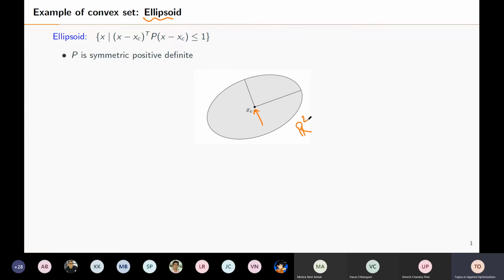And we also learned last time that we can write this compactly in this form. So an ellipsoid with center at XC can be written in this form. We have seen this last time with some examples, and it's essential that P is symmetric and positive definite. That's also what we saw. If it is indefinite, then it may become a hyperboloid.